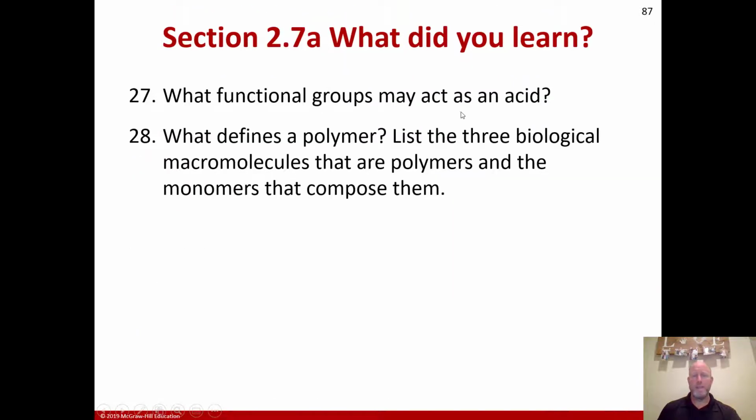So what functional groups may act as an acid? Carboxyl group could act as an acid. What defines a polymer? It's basically a stringing together of subunits, which are monomers. And the 3 biological macromolecules that are polymers and the monomers that compose them: carbohydrates have their sugar monomers, and the nucleic acids have their nucleotide monomers. And of course, the proteins have their amino acid monomers.